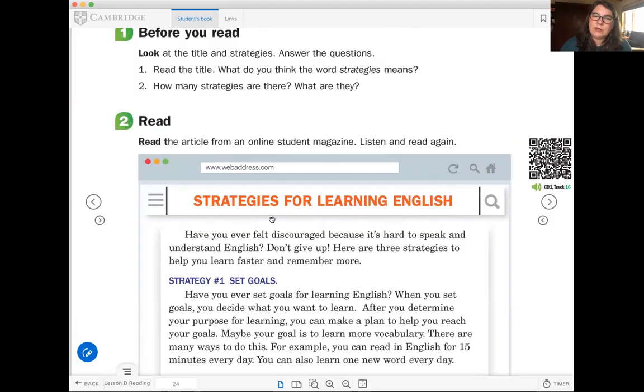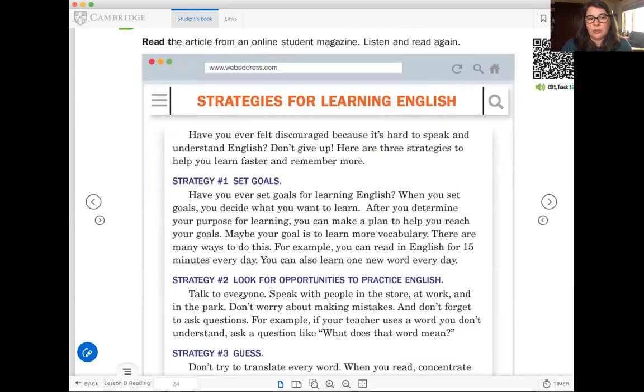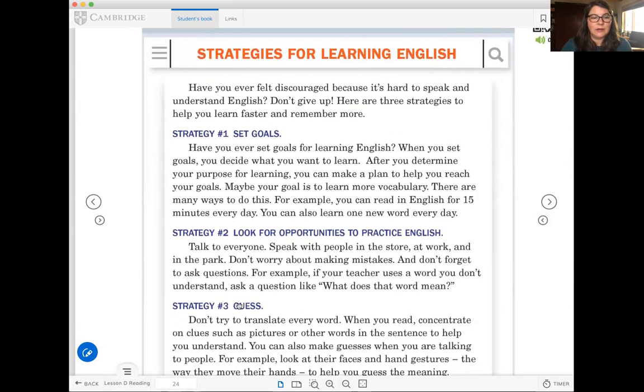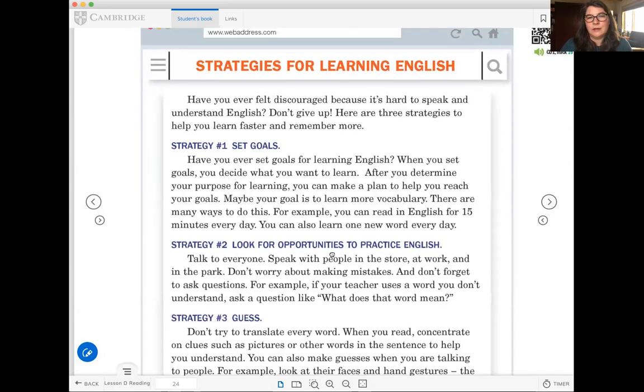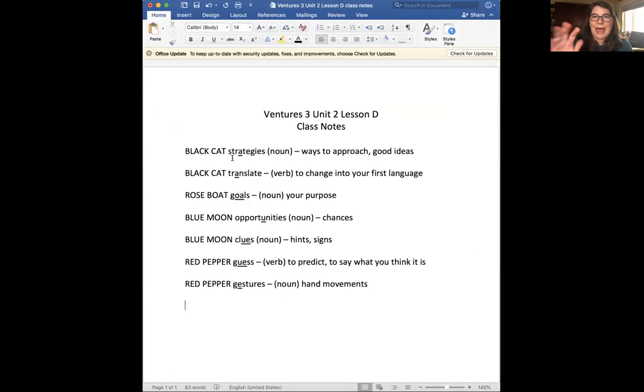So you might know this word in your language. I know that this translates into many languages. But here it says strategy number 1, setting goals. Strategy number 2, look for opportunities to practice. Strategy 3, guess. So do you know what strategy means? Can you figure it out? Strategies. These are ways to approach or ways to do something. And these are good ideas. A strategy is a good plan. Okay, actually that works too. A good plan, how to do something.